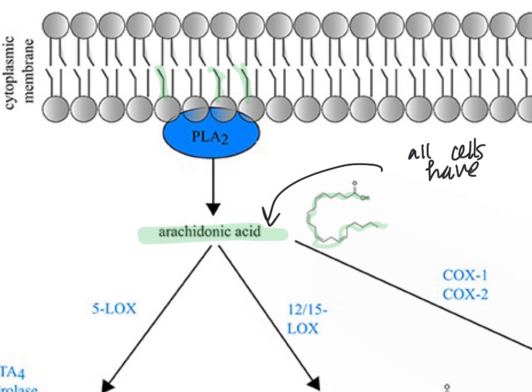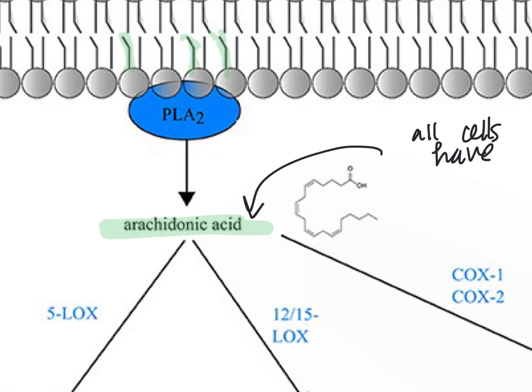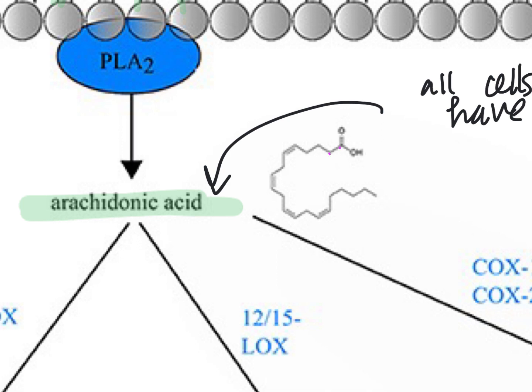And arachidonic acid is a fatty acid. It's a particularly special fatty acid. It's 20 carbons long. So if you were to count this, 1, 2, 3, 4, 5, 6, 7, 8, 9, 10, 11, 12, 13, 14, 15, 16, 17, 18, 19, 20. 20 carbons long. And that's important because icosa is the word for 20 in Greek. So the icosanoids all come from a 20 carbon fatty acid.